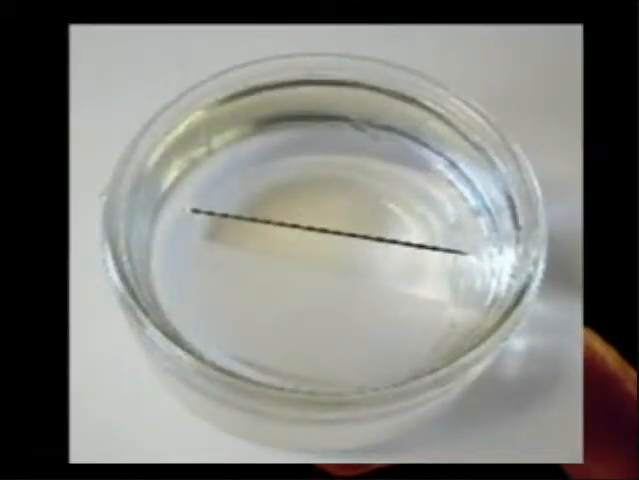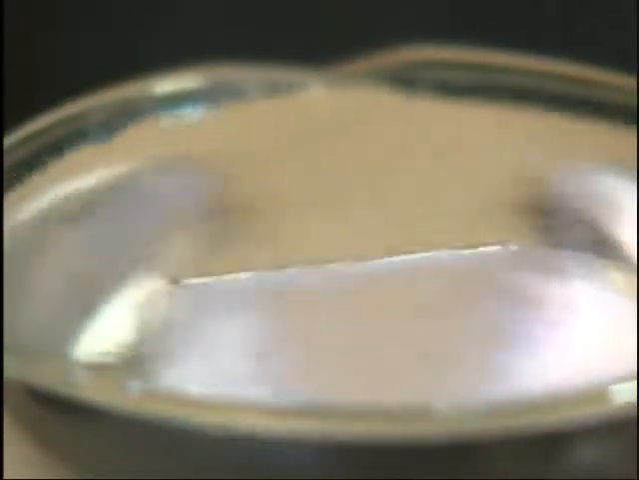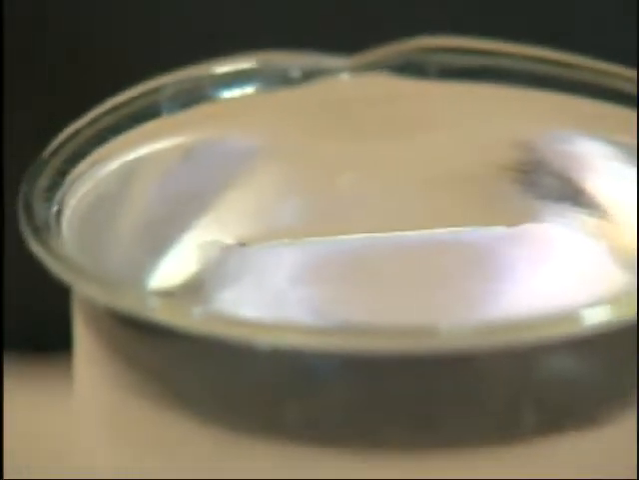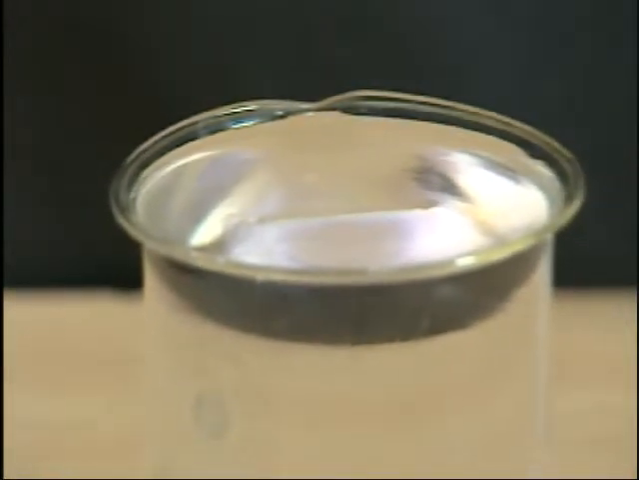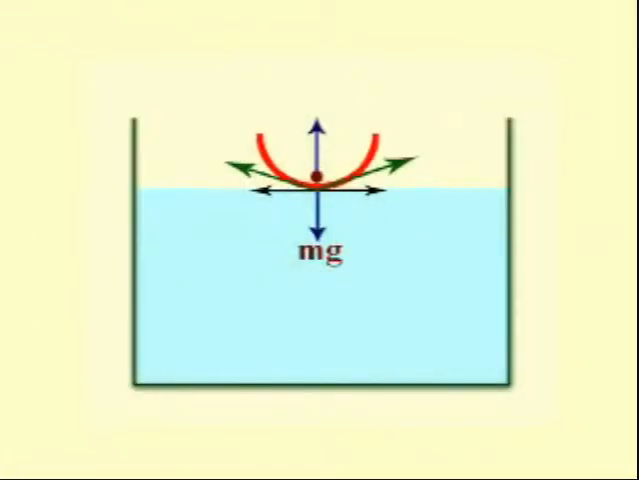So, look at this diagram, or you can do this activity. You gently place a needle on the surface of water. Here you can notice there is a small depression at the point of contact of the needle on the surface of water. We can show this by this diagram.